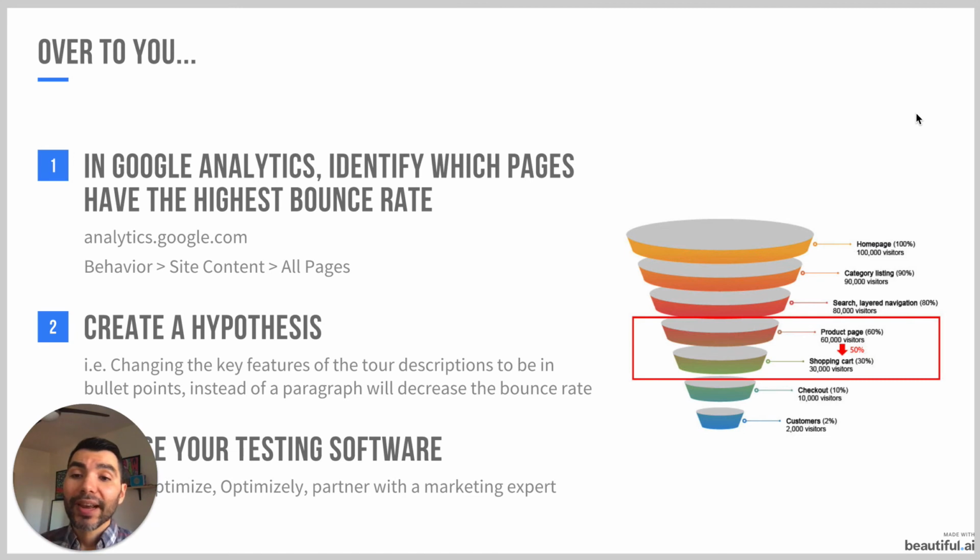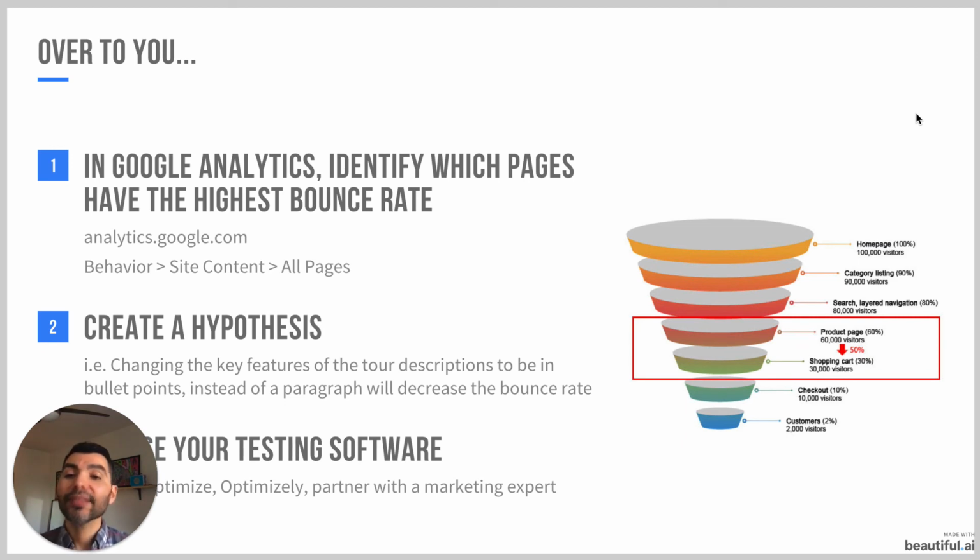And the way that you can find this information is in Google Analytics. So analytics.google.com. Once you get in there, in that left-hand menu, you want to click Behavior, Site Content, and then All Pages. And then you'll see the bounce rate there in one of those columns. So identify which pages have the highest bounce rate.